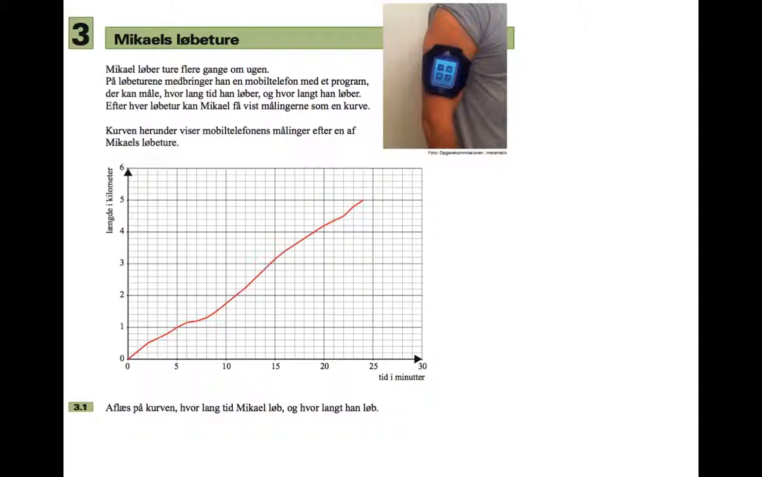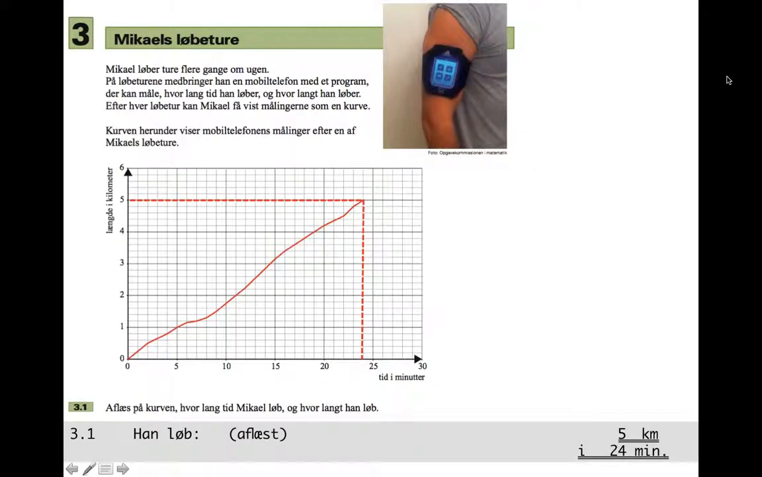Read from the curve how much time Mikhail was running for and how long he ran. So it's all the way up to the end of the curve where he stops running, and that's 5 kilometers, and it's 24 minutes. Next question.